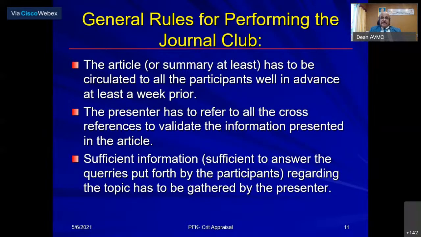There are some general rules for performing the journal club. When we do postgraduate journal clubs, we normally say to circulate the articles at least 15 days before. Though not the full article, circulate the summary. Then the presenter has to be ready to answer all the queries of the participants by checking all the cross references, and should have sufficient information to answer the queries put forth by the participants.